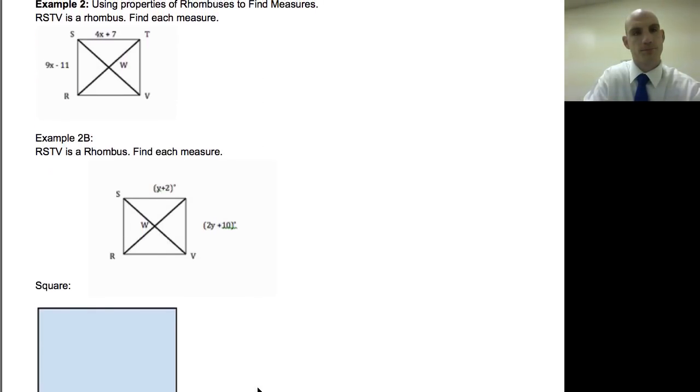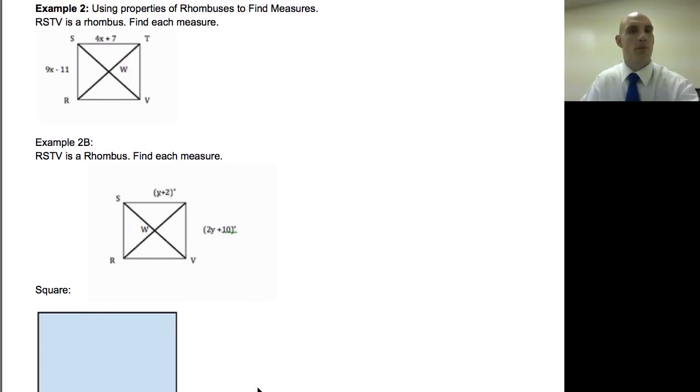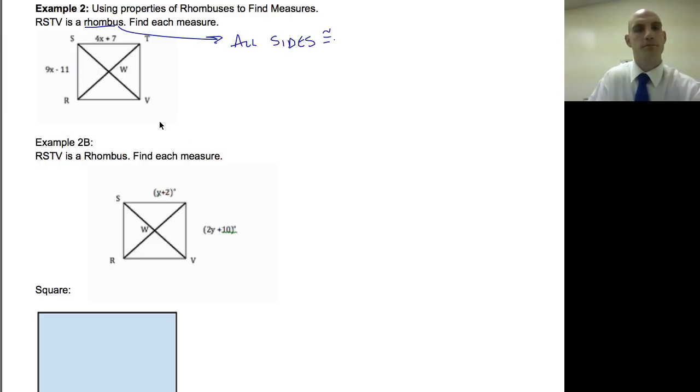Example 2. Using properties from rhombuses to find measures. RSTV is a rhombus, find each measure. Well, I'm given these two things. And I remember that because it's a rhombus, that means all sides are congruent. And because all sides are congruent, I'm just going to mark them up. And I can come up with this equation. 4x plus 7 equals 9x minus 11. If they're congruent, you can set them congruent.